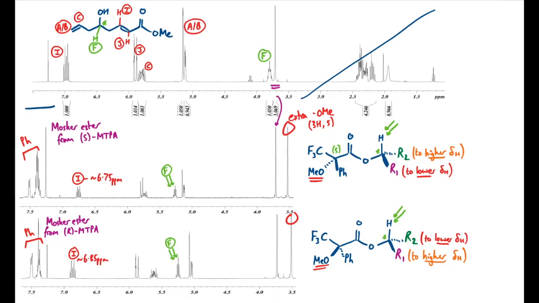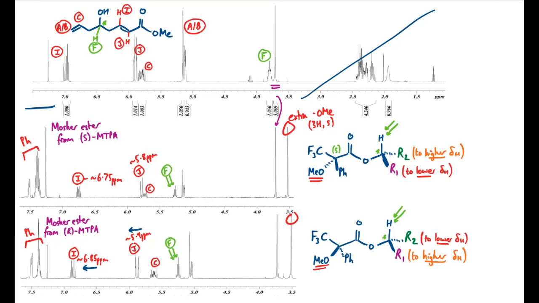Now, actually, we'll notice the same effect if we zoom in on the doublet that we previously called J. In the top ester spectrum, that's going to be around 5.8 ppm, whereas actually it's about 5.9 ppm in the bottom structure. So both of those peaks have moved to higher delta values in the bottom spectrum relative to the top spectrum.